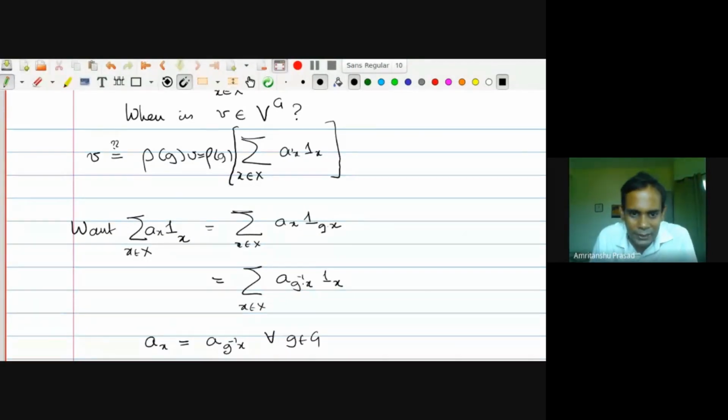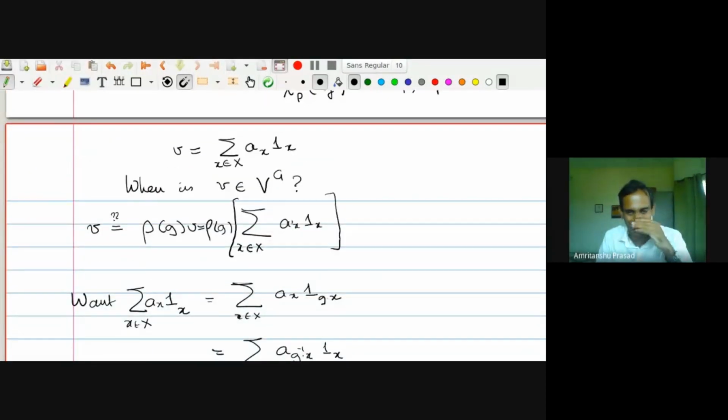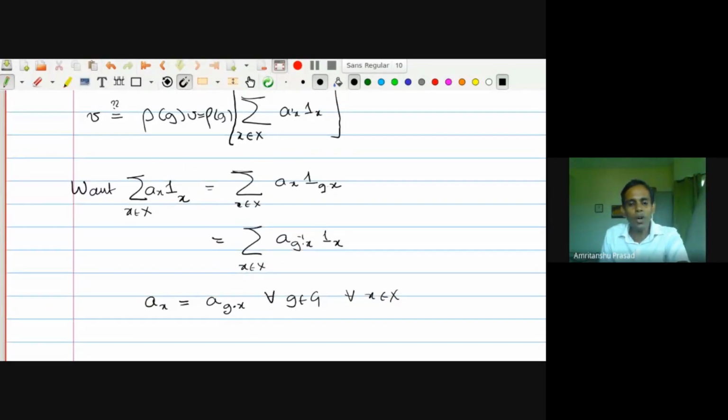But for all g in G means I can also say for all g inverse in G. So this inverse is not important. So what you're saying is that a_x is equal to a_{g·x} for all g in G, and for all x in X, of course. A general vector is of the form summation a_x 1_x. It is going to be invariant if a_x only depends on the orbit of x.